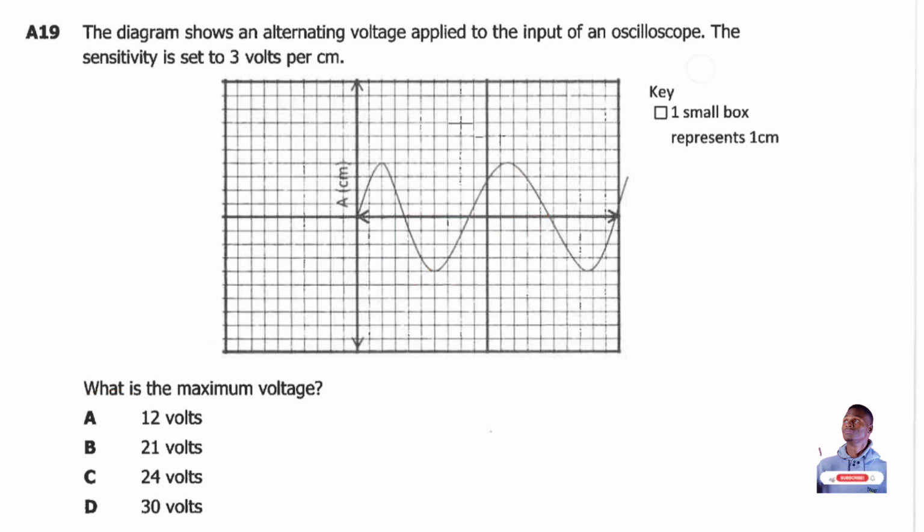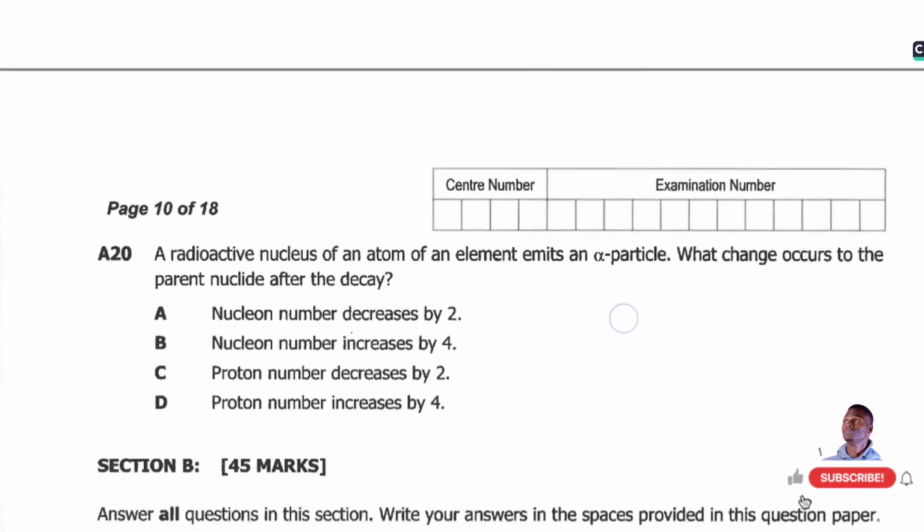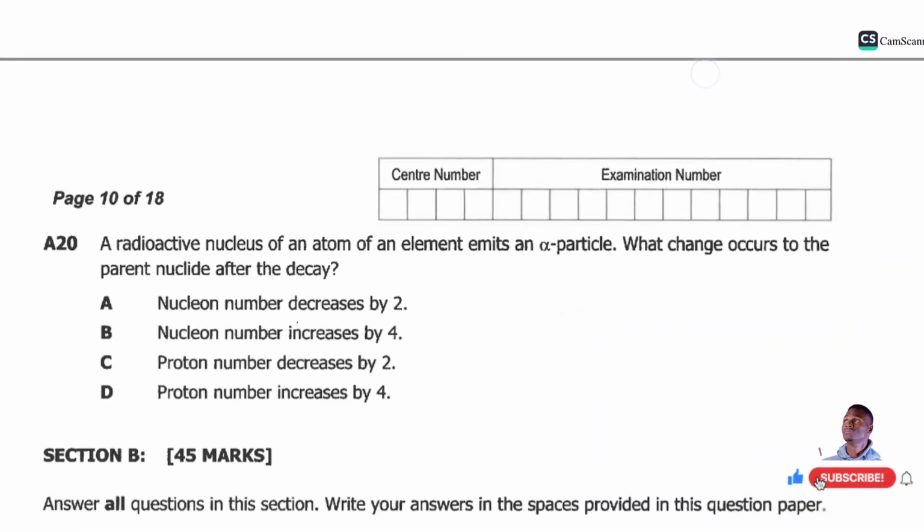Let's answer the last question in section A. This is under radioactivity. A radioactive nucleus of an atom of an element emits an alpha particle. What change occurs to the parent nuclide after the decay? Alpha particle. What is an alpha particle? An alpha particle is just a helium nucleus. Simple. Helium is 2 here.